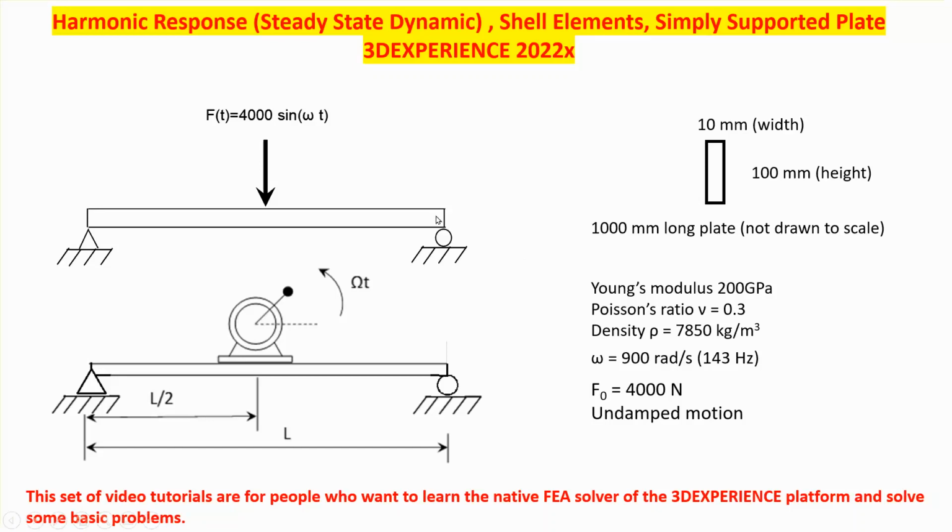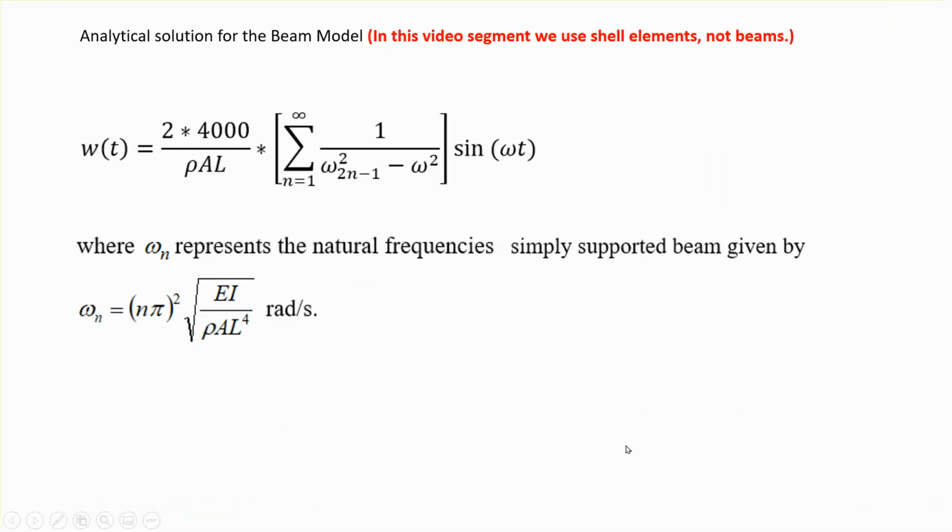In other words, I will model this thing as a plate and mesh it, and the thickness of the plate is 10 millimeter, that you'll see. Now, it is made of steel. These are standard properties of steel. And the angular speed of this motor, that omega, is 900 radians per second, which is 143 hertz. Now, I'm going to assume that it's an undamped motion, and the geometry is going to be meshed. You'll see in the next slide.